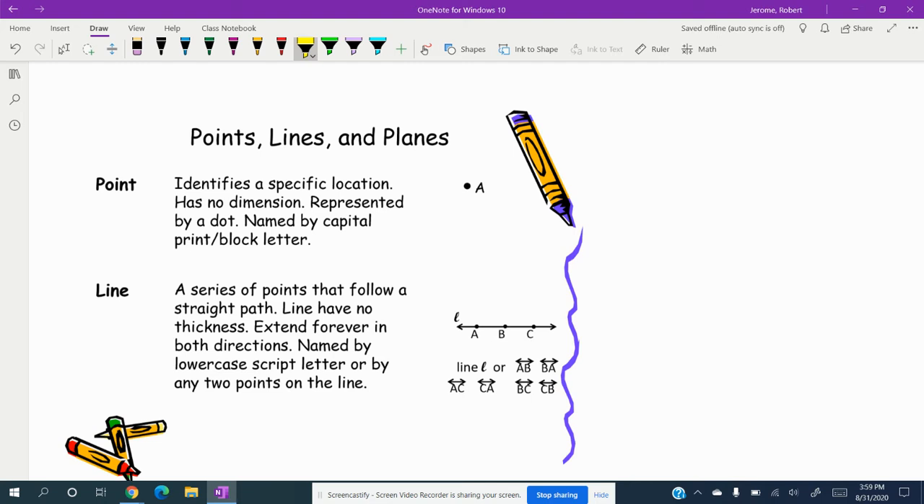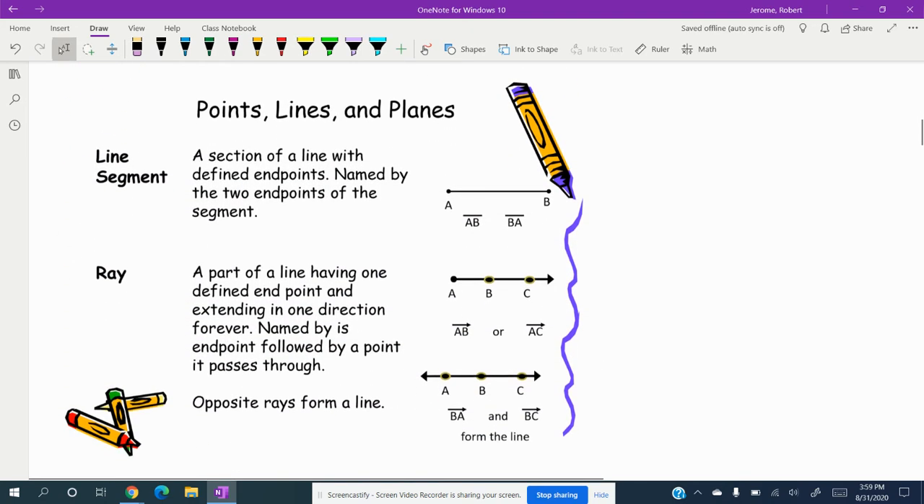So we can name a line using any 2 points on that line in either order. Or we can use a lowercase script letter if it's provided. We can't just make it up because everybody would pick a different letter. But we have a line.